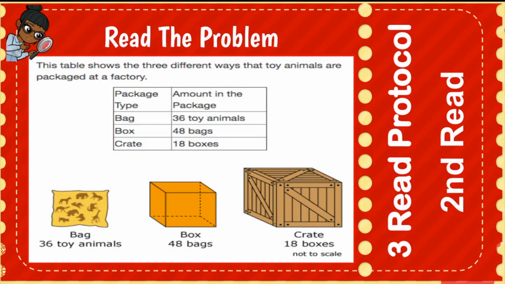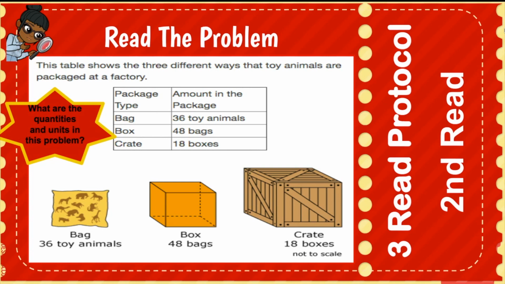Now this time, we're going to read the problem together. Let's go. This table shows the 3 different ways that toy animals are packaged at a factory. Package type, amount in the package. Bag, 36 toy animals. Box, 48 bags. Crate, 18 boxes.